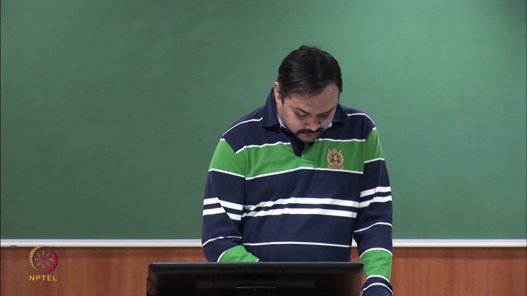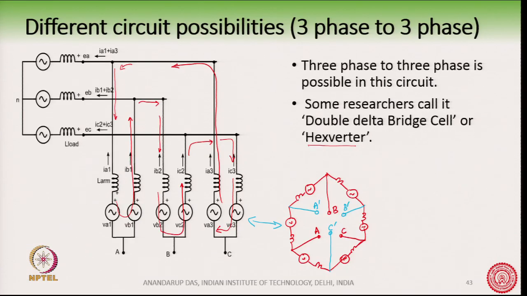And you see there is a path for the circulating current here. This is the circulating current which will be flowing through the 6 arms. Okay. So, this is also possible with such a converter, 3 phase to 3 phase conversion.